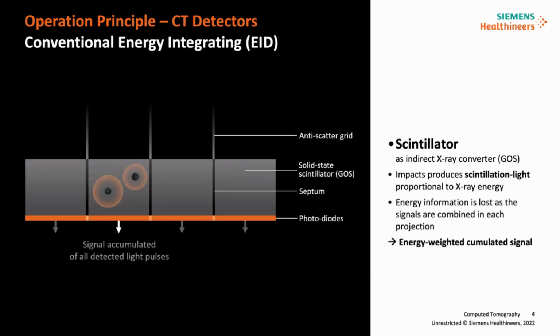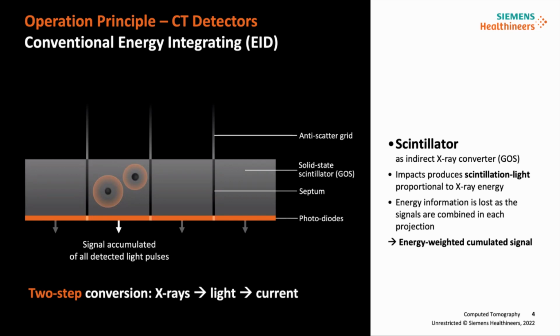And what does this mean? As all the signals are combined, we're not measuring each energy level, some of the information is lost, and what we get at the end is an energy-weighted accumulated signal. So we get more of an average signal of all of the energies being produced.